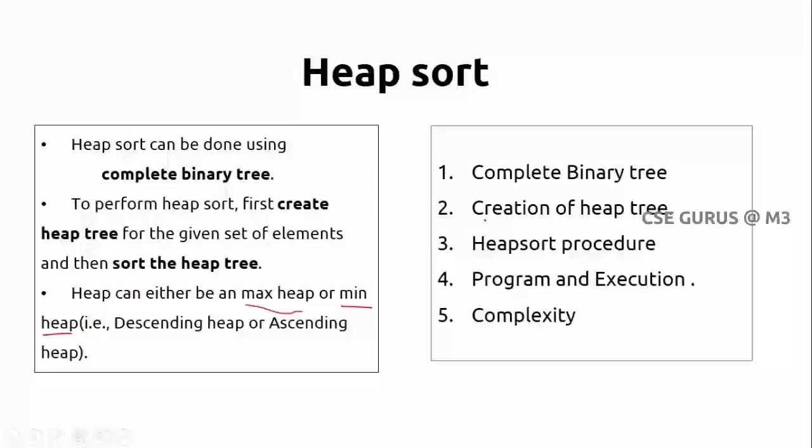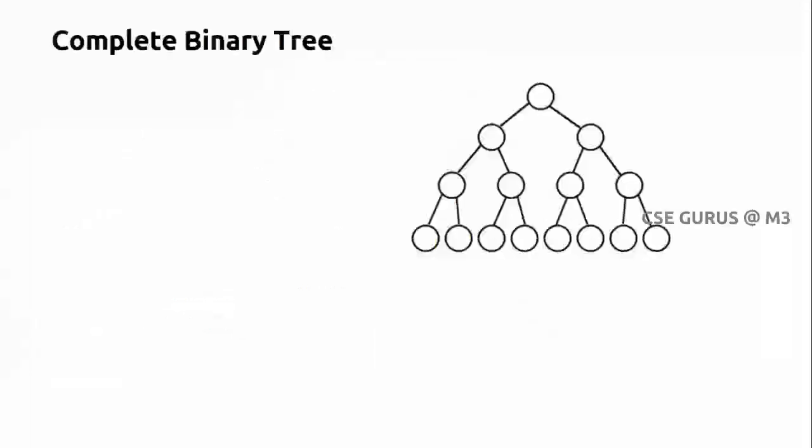The first thing is what is a complete binary tree. I'll discuss this one. Then how to create a heap tree, I'll discuss with an example, of course the procedure. Then I'll show you the program with execution and output. Finally, what is the complexity of heap sort. So all those things we'll see in this video. So moving on to the first, that is the complete binary tree.